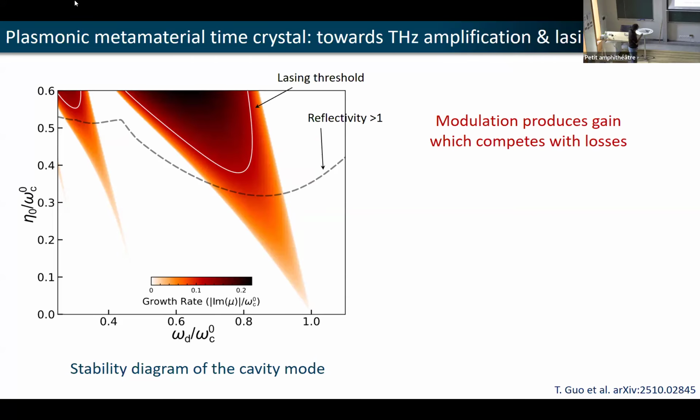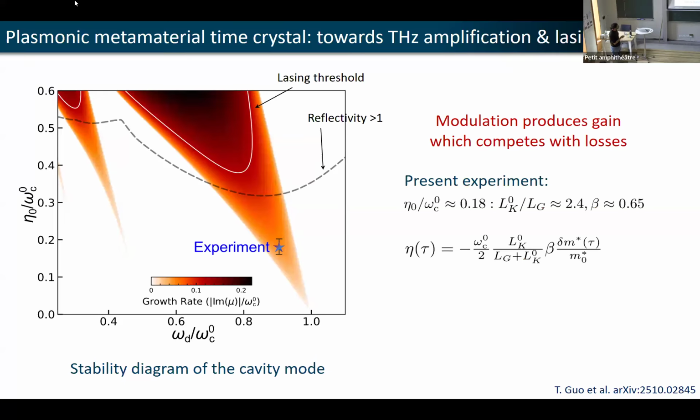In this phase diagram, or stability diagram, here you start to see in the dashed line reflectivity going above 1. And here you have the lasing threshold. Lasing threshold is when the gain, which is this quantity, actually overcomes the losses we see in our systems. So our experiment is located here. We start from here, we go up to here, the PTC regime, then we come back. And now we are trying to access this regime.